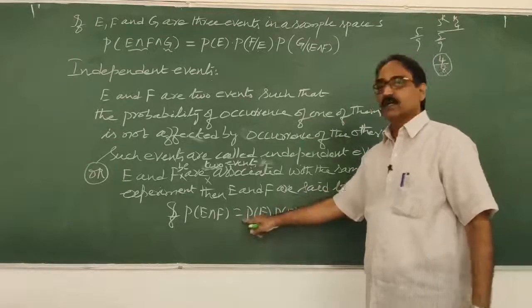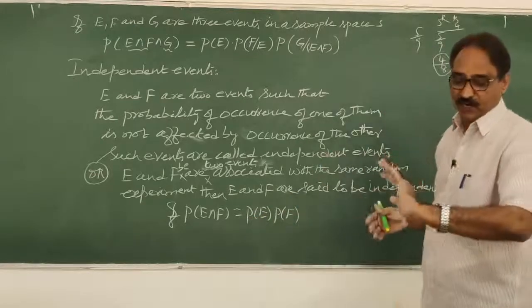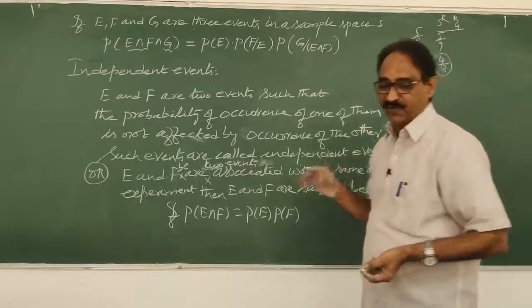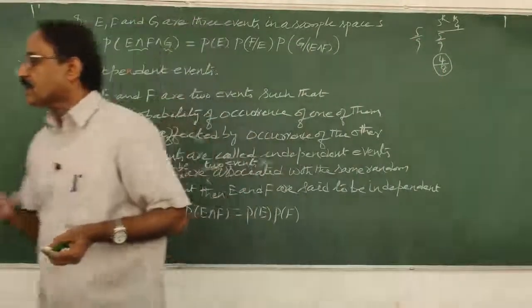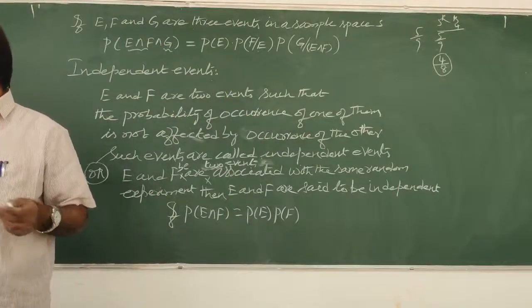They are not equal. If it is independent, it means they are equal. This you have to remember in your mind. My dear students, if P of E intersection F is equal to P of E into P of F, they are independent, otherwise they are not independent. Okay, let us move to the next one.